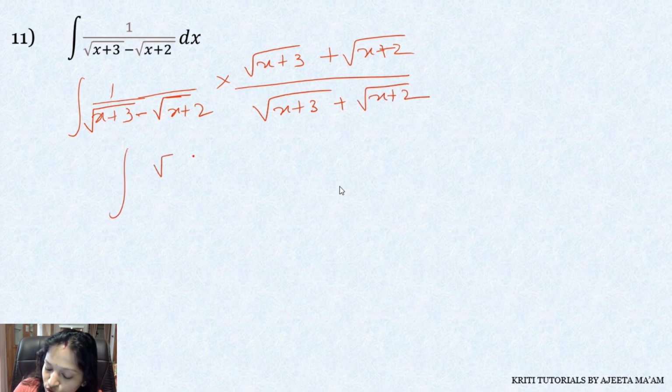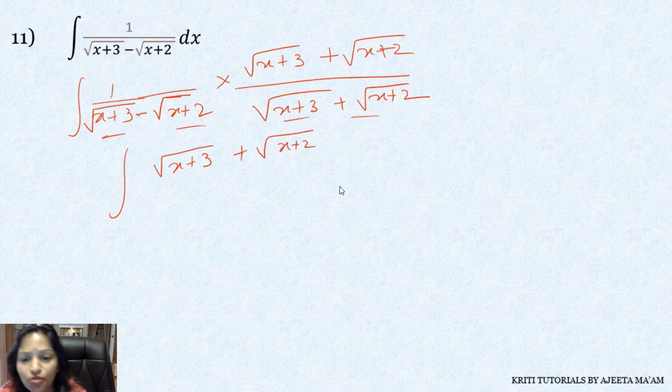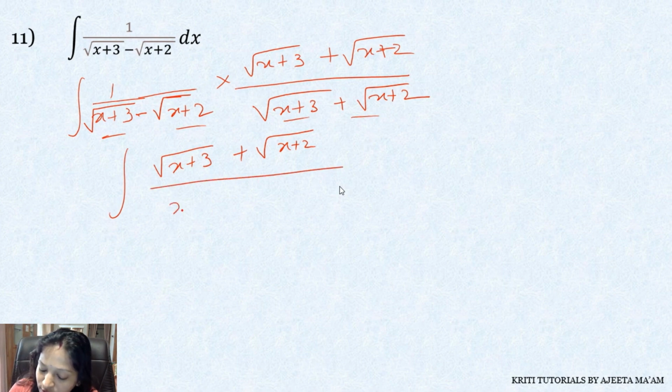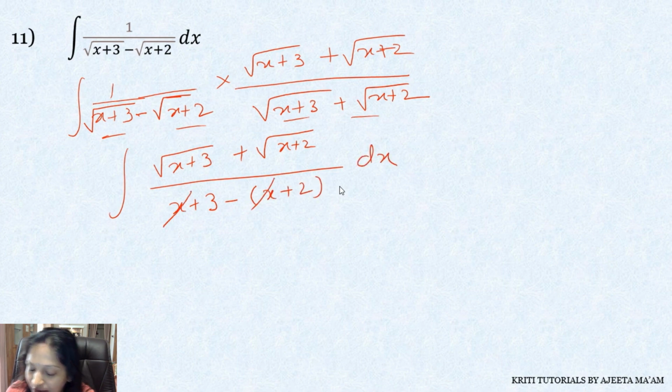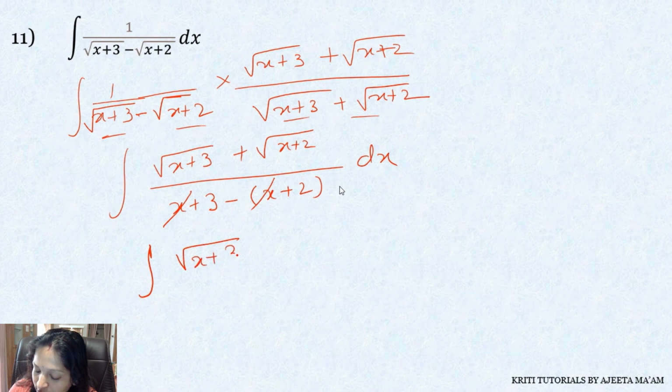So numerator no change, we keep it as it is. But in denominator we will use the identity a plus b, a minus b. So what will you get? A square minus b square. So what will you get here? This. Right? X will get cut. So x plus 3 minus x plus 2, that is 3 minus 2, which is 1. So we get the function only like this.